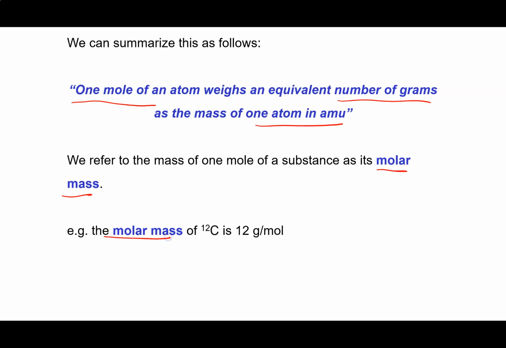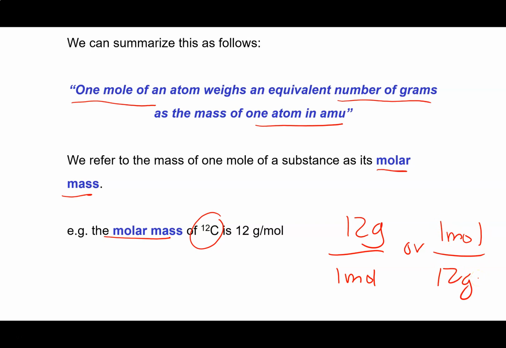So the molar mass of carbon-12 is 12 grams for every 1 mole, which we could also write as another conversion factor. We get 1 mole for every 12 grams. So we're going to be using the molar mass of substances as a conversion factor. What are we going to be converting between? Grams and moles.